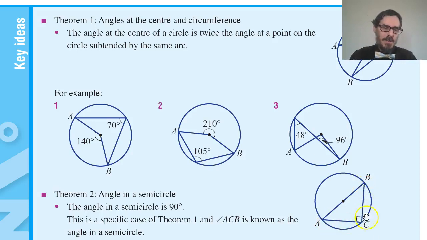And although the book's a bit misleading here, it doesn't have to be there. This point could be anywhere on that semicircle, just like you tried, I hope you tried, using dynamic geometry. It can be anywhere in that semicircle and you will have 90 degrees here. Why? Because the angle at the centre is 180 and it's double this.